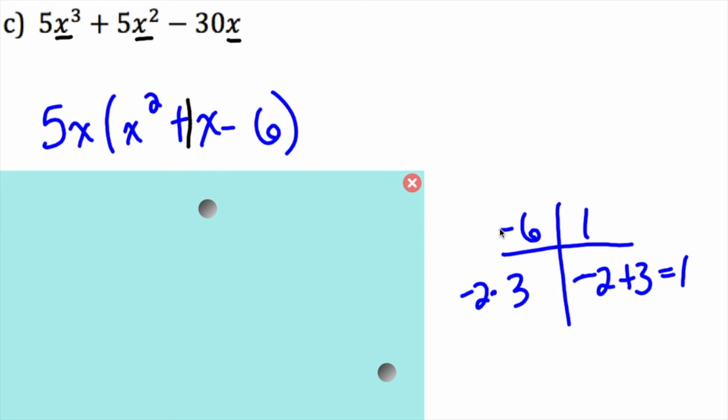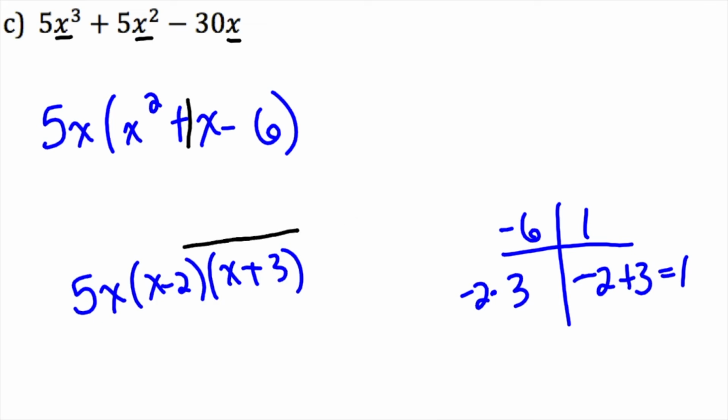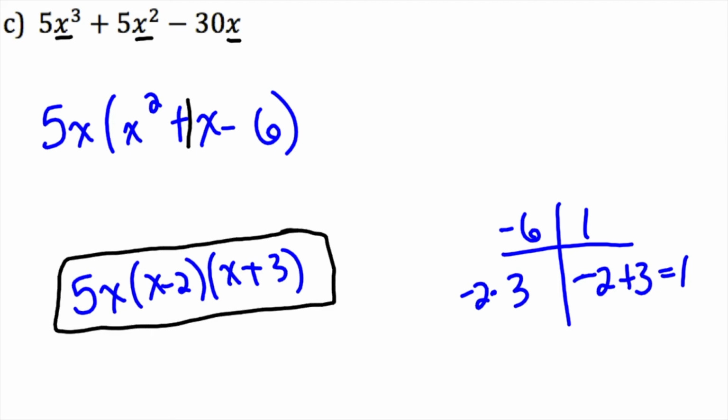get there. So here's my final answer. 5x still out front. That is my final GCF. That is part of my final answer. X minus 2, x plus 3, from the minus 2 here and the positive 3 there. So that is your final answer.